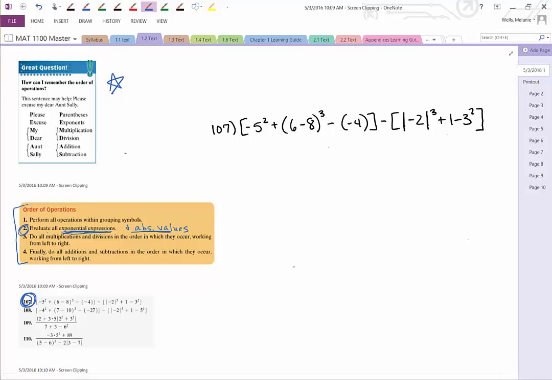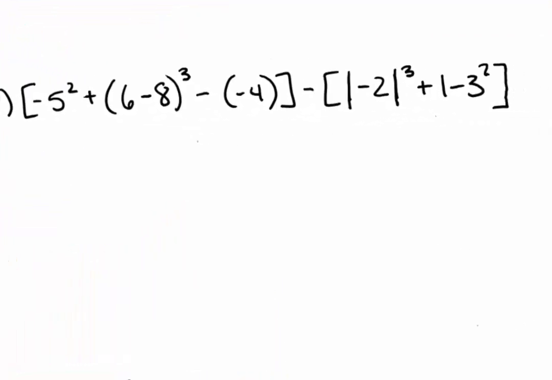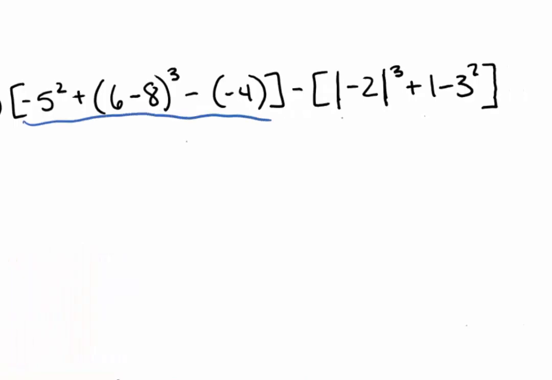And also something to remember: the second step that says evaluate all exponential expressions will also include evaluating any absolute values, which we have in this problem. So as we look at this one, notice that we have two sets of brackets, here and here. So we're going to work them independently.